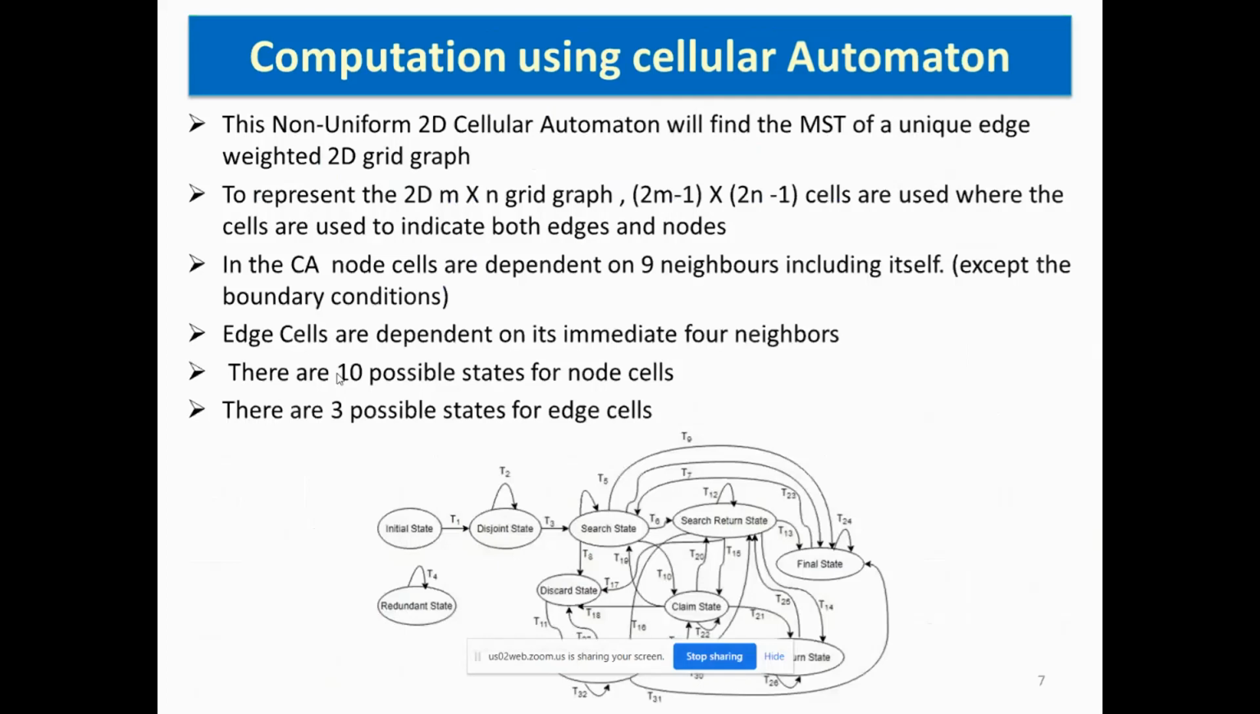And once we find the minimum value, the value will be returned to the root node. During the returning process, the minimum value is carried back, and this is called the search return state.